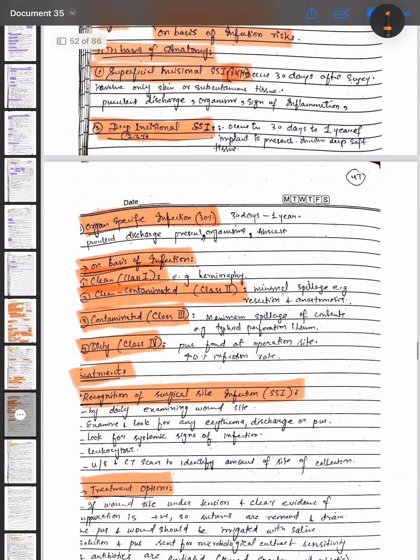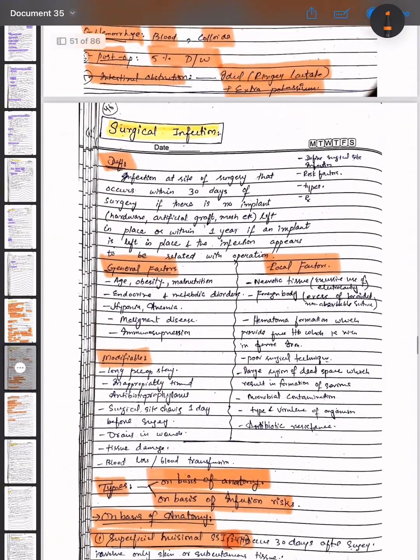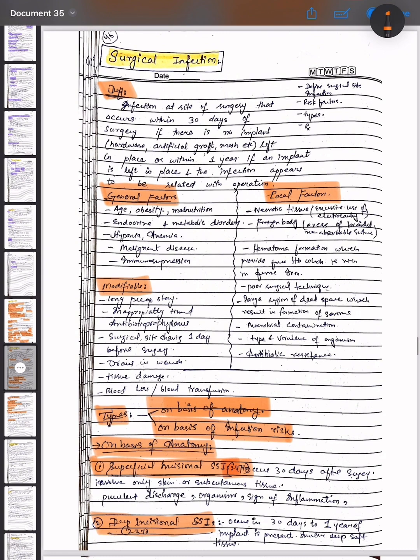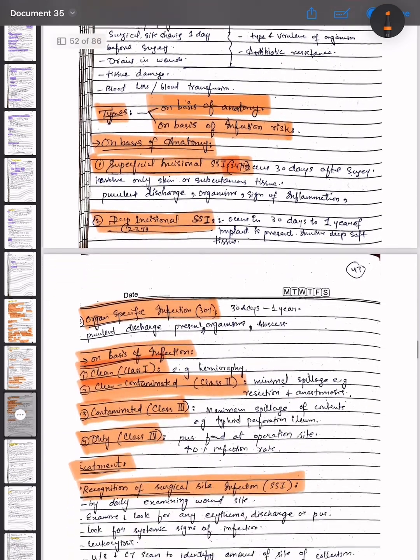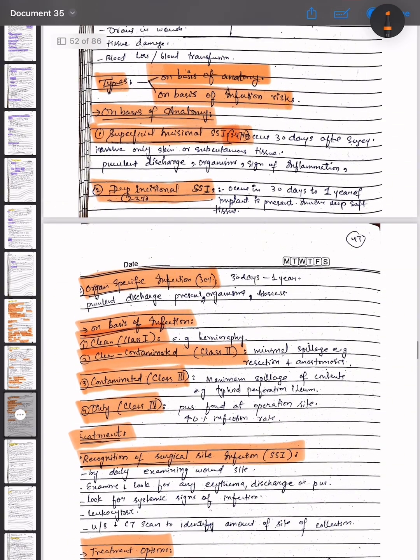So we have discussed the topic surgical site infection, which is very simple. First, we have discussed the definition, then what are the general factors that are involved. These are the general factors, the local factors, and the modifiable factors. Then we discuss the types. The types are on the basis of anatomy and on the basis of infection risk.